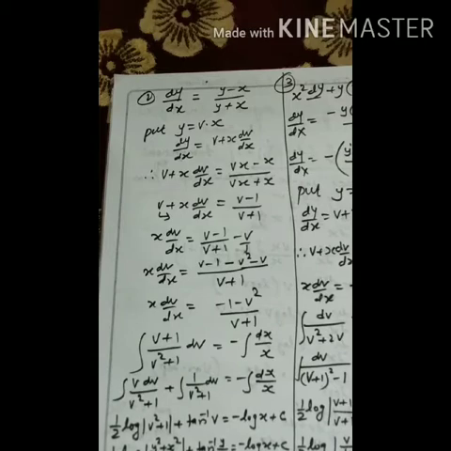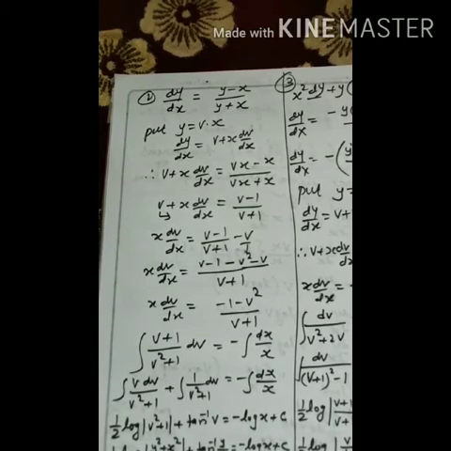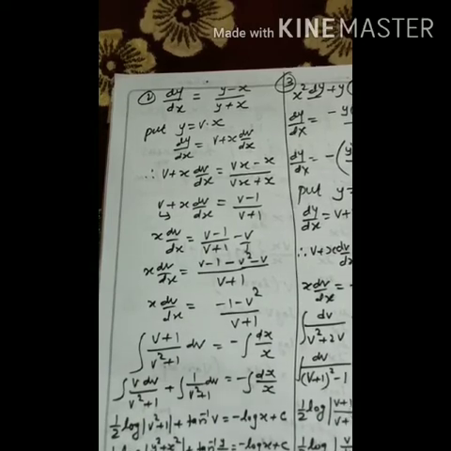Now this can be written as log m upon n, so log m minus log n will be there. So 1 by 2 log y square plus x square minus half log x square. So 2 and 2 will cancel out, and minus log x and minus log x will cancel out. So plus tan inverse y upon x plus c. This is the full and final answer.